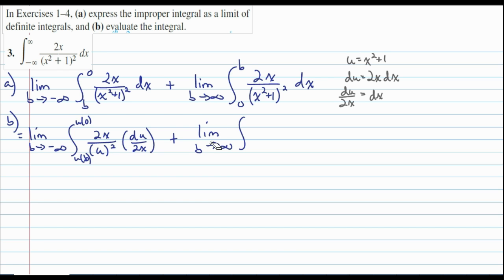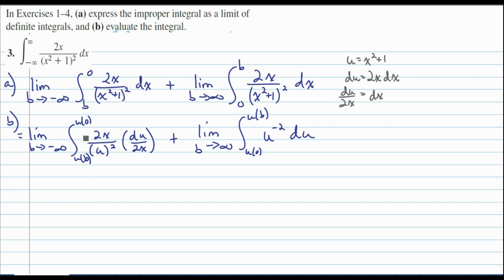Now, since I'm taking the same integral, I'm going to do the next step here. So now I'm going to take the limit as b approaches infinity of, this time, u of 0 to u of b because I'm taking the limit as b approaches infinity. But now the integrand is staying the same, so I'm going to do the next step in that integral and simplify. So u to the negative 2, and then du, because the 2x is canceled out.